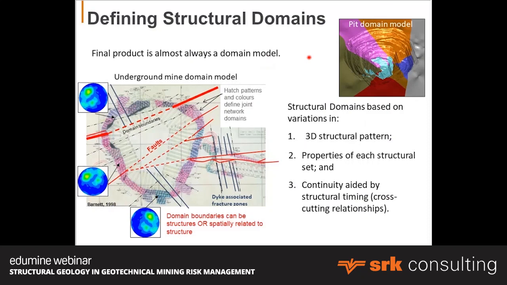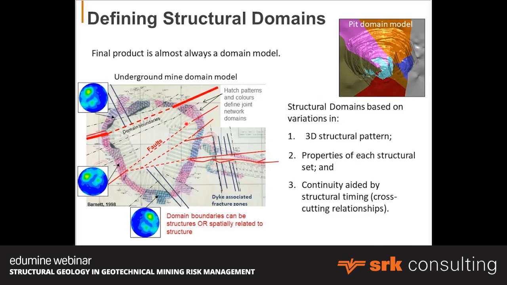So the final product that you hand over is almost always a domain model of some sort. A domain model is a simplification of reality, maybe different domains or segments for a pit or an underground mine, where the properties of those domains can be grouped, classified, or presented statistically.